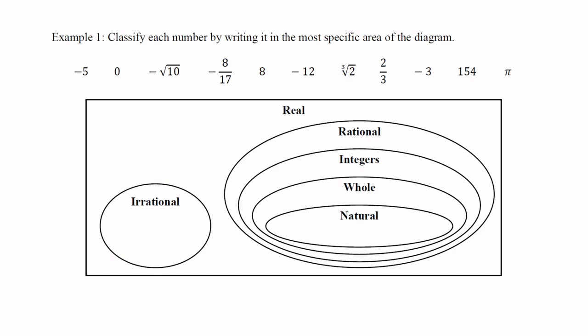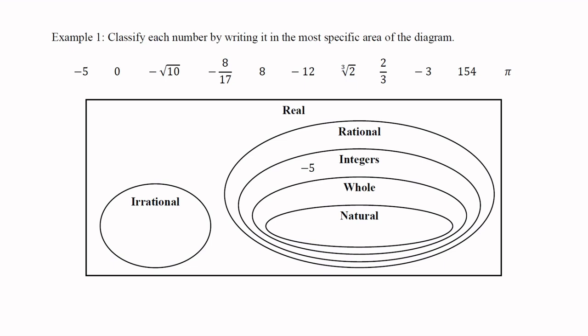So let's start off with -5. Now, -5, of course, is real, but we can also classify it as either irrational or rational. We know it's rational, so now is it also an integer? -5 is an integer, so then we go deeper than that. Is -5 a whole number? It is not a whole number. So therefore, the most specific area of the diagram we can place -5 is in with the integers.